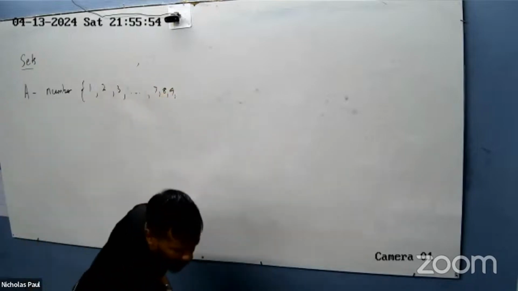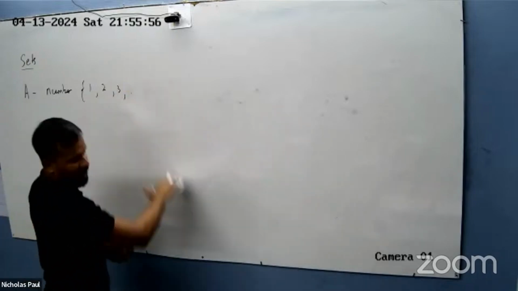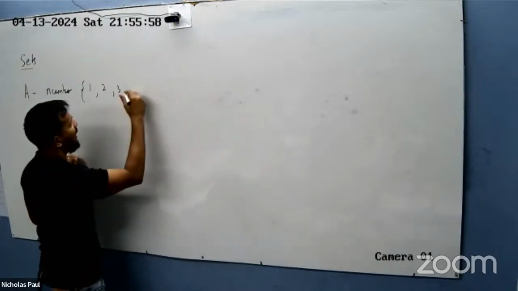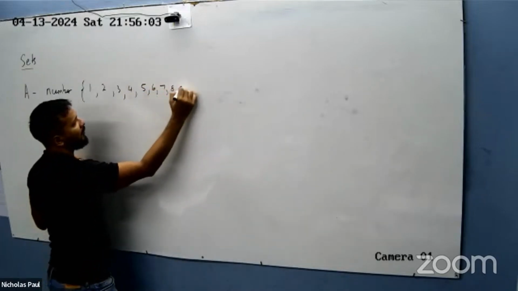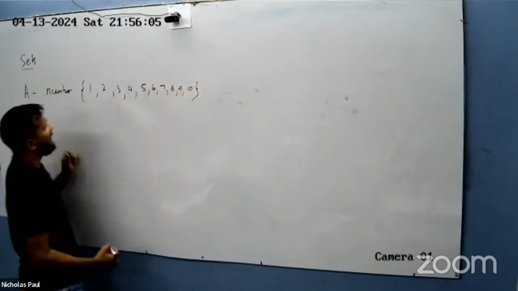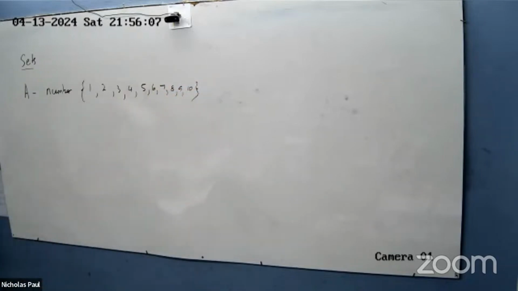Actually, I'm gonna be lazy, yeah? I'm gonna list out all for you. Right, let's list all the numbers. Okay, this is your full set. Right, this is a set of elements numbered 1 to 10.